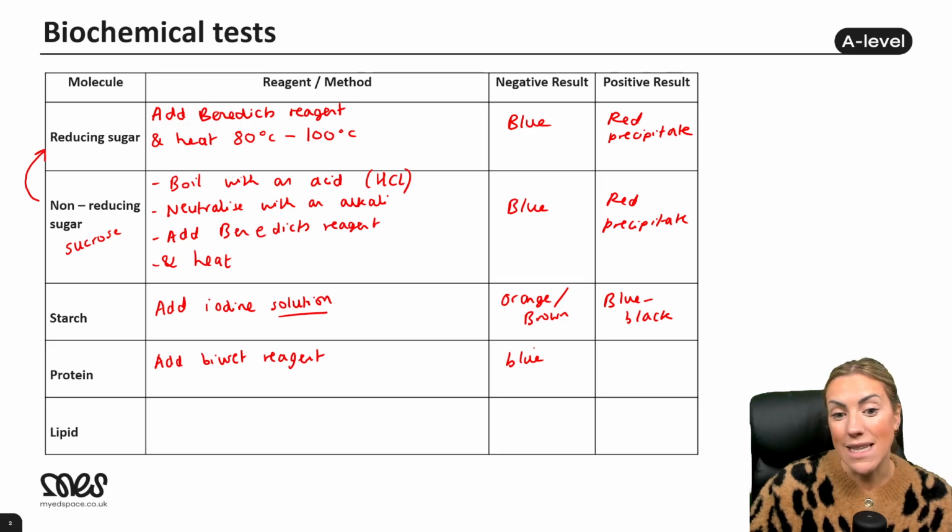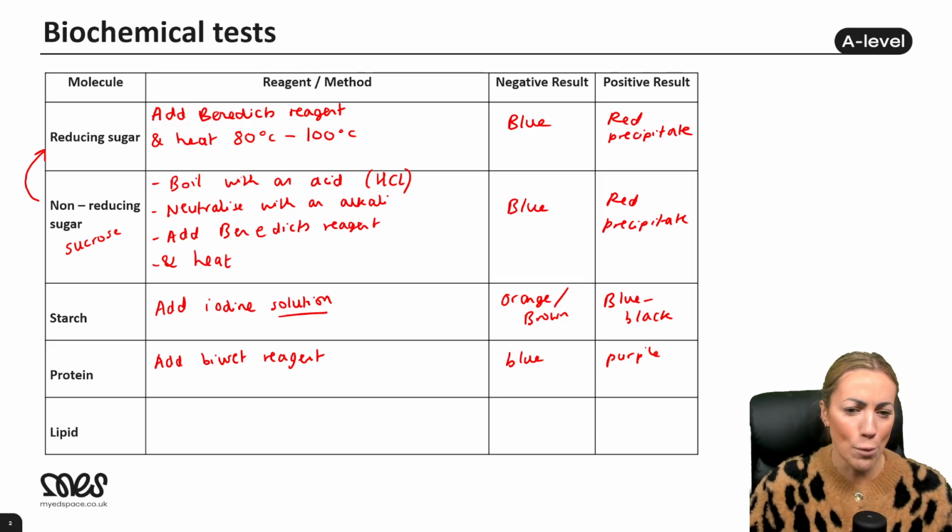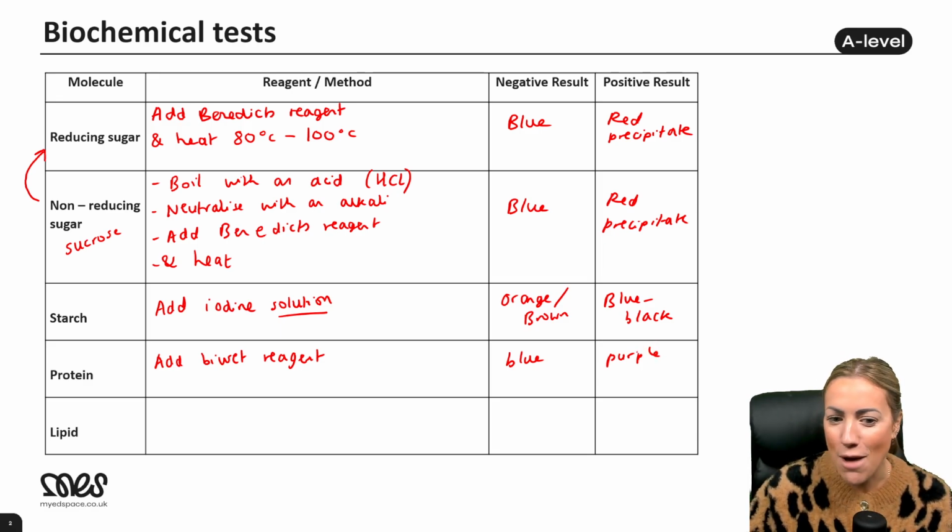If you've got protein present, so maybe you've got an enzyme or something, the positive result will be purple, or you can say lilac or mauve. I don't know who's saying mauve, but it's always on the mark scheme. But yeah, just purple is fine.